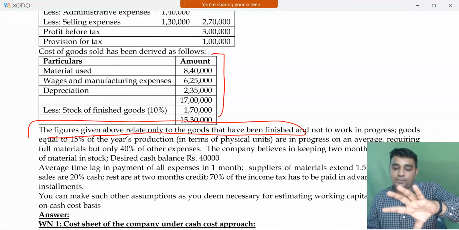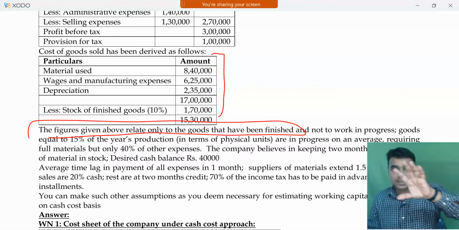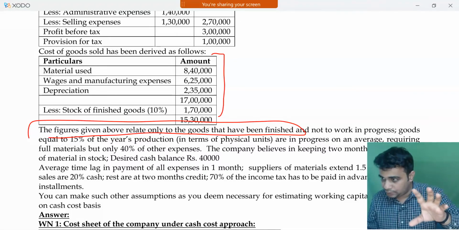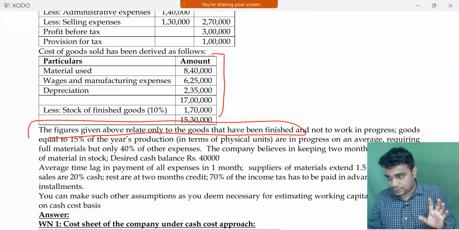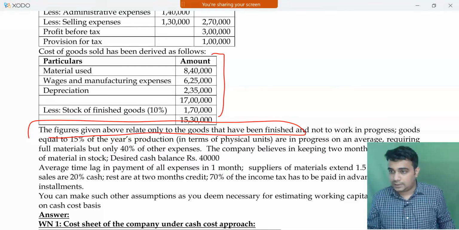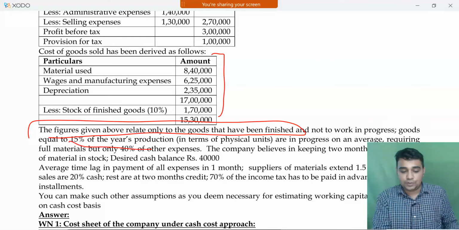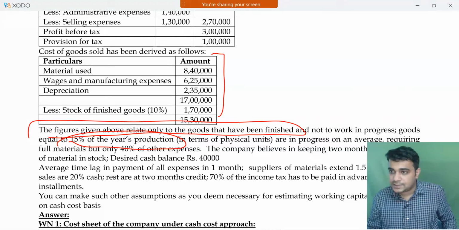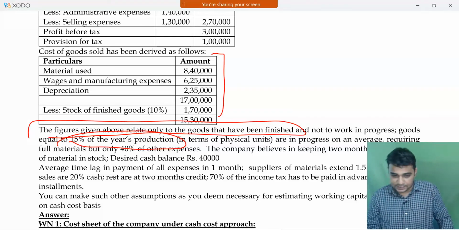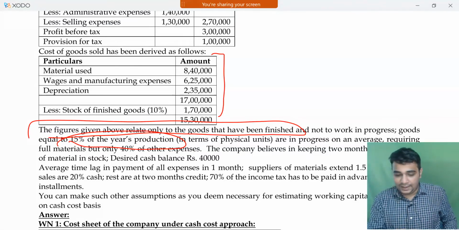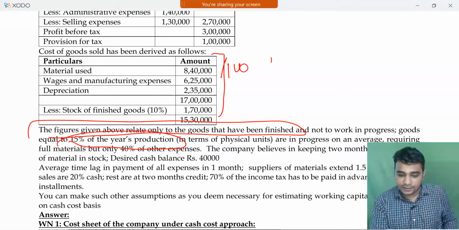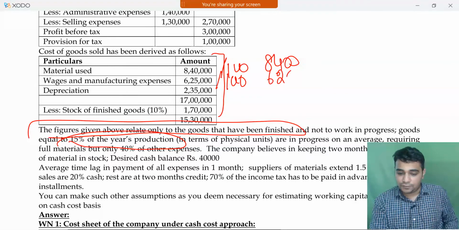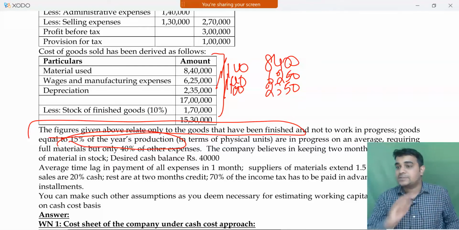I'm going to convert this question like the previous question. In the previous question 1,04,000 units were produced. In this question 100 units are produced. WIP is 15 units, in which the degree of completion for material is 100%, others is 40%, and the cost per unit was given directly there. The cost per unit is divided by 100: 8,400 per unit, 6,250 per unit, 2,350 per unit. Now it becomes like the previous question.